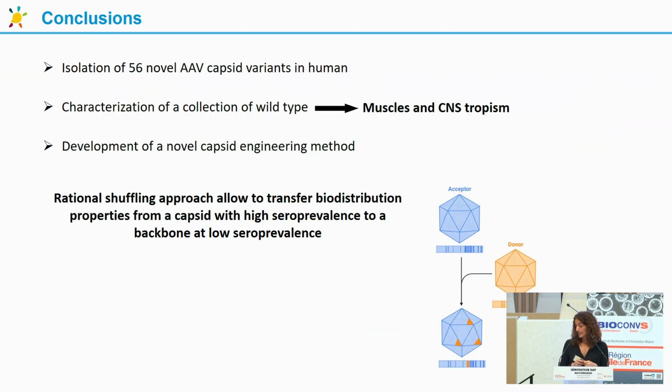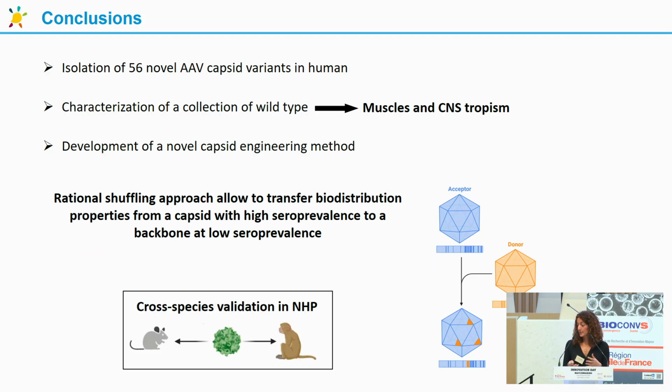So just to conclude, we isolated these 56 novel capsid variants from human. We characterized them, finding mostly this marked tropism for muscle and for the central nervous system. And we used these variants to develop a novel capsid engineering method, which allows us to transfer the biodistribution properties from a capsid with high seroprevalence to a backbone capsid with low seroprevalence. And of course, now the final step will be the cross-species validation in non-human primates to confirm the translational potential of those capsids, and also to better characterize the hypervariable regions that are responsible for a specific tropism.